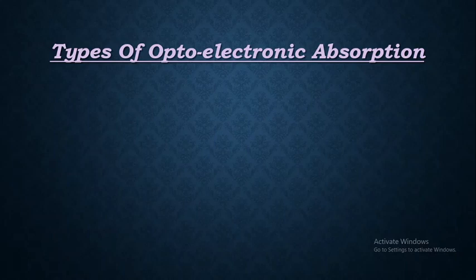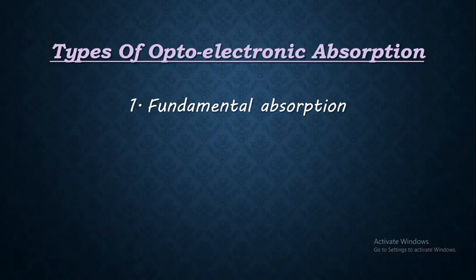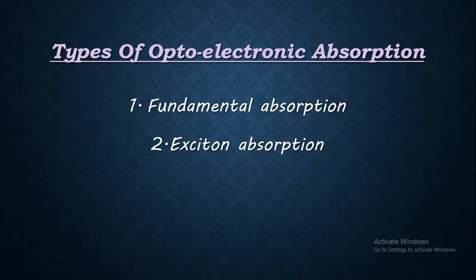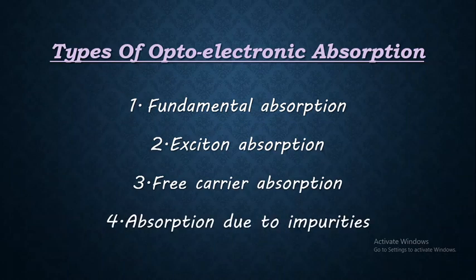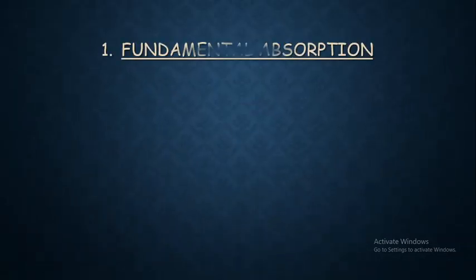So mainly there are four types of transitions or absorption processes under this. The first one is the fundamental absorption process. The second one is the exciton absorption process. The third one is free carrier absorption. And the fourth one is absorption due to impurities. Let us see them in detail one by one. Today we are going to deal with the first type, which is the fundamental absorption process.